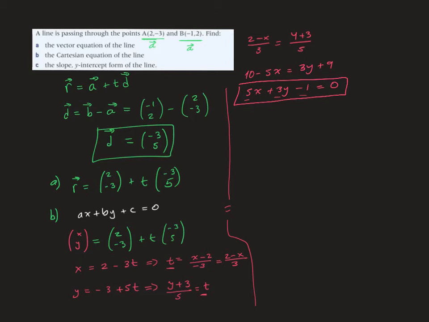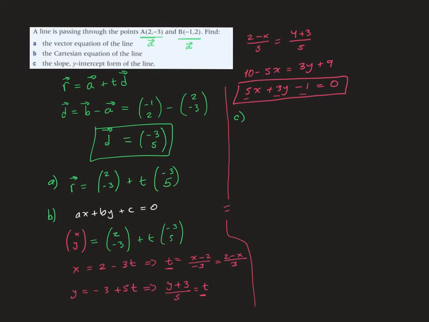Now for c, they want us to just give the slope intercept form of the equation. Well, that's very easy to do from the Cartesian form, because all we have to do is solve for y. So for the Cartesian form, you want to solve for y again. So this should be 5x plus 3y equals 1, and 3y equals 1 minus 5x, and finally y equals 1/3 minus 5/3 of x. Now, this is in our form mx plus b that we are used to.